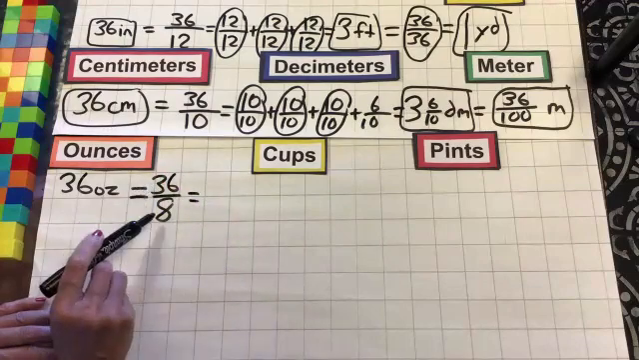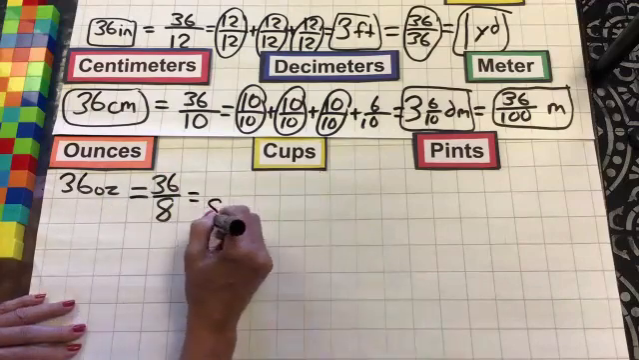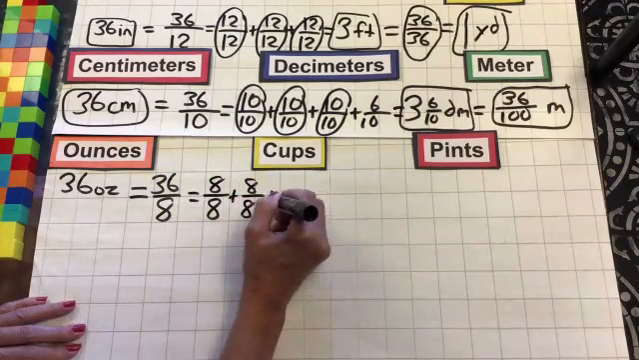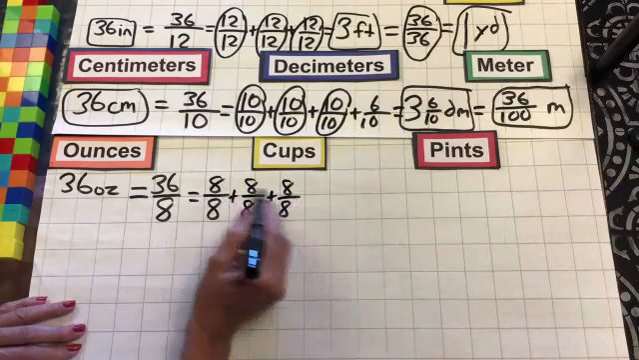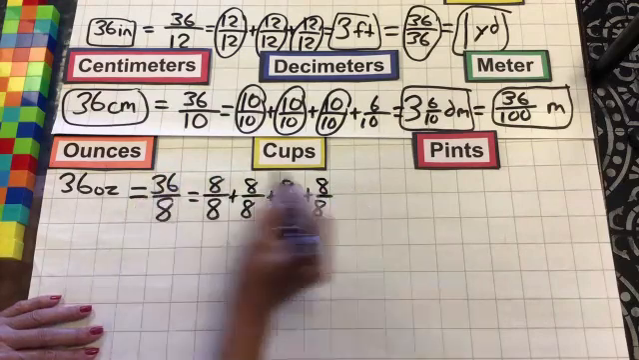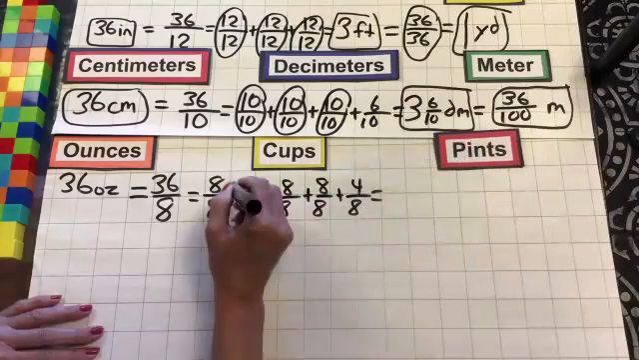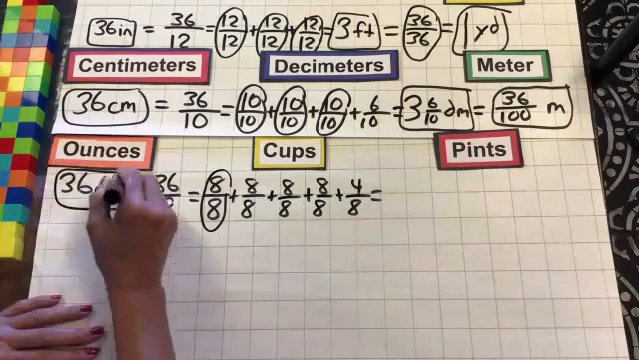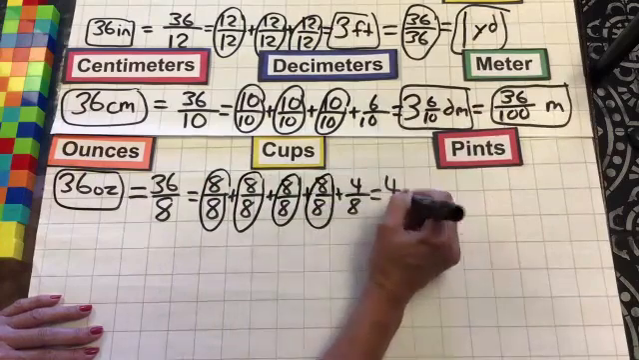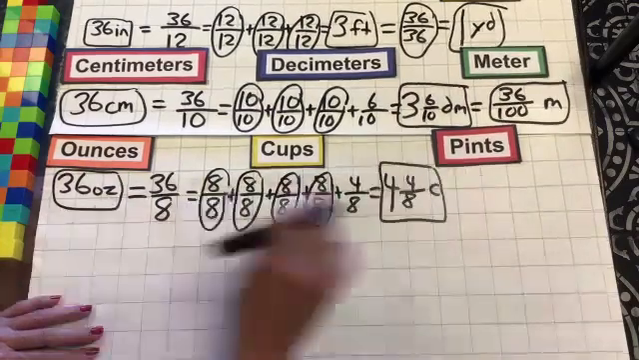If there's a bigger number over a smaller number, that's improper. We're going to break this apart into cups. So we're going to have 8 eighths plus 8 eighths. That is 16, no, that's 24. And another one is 32. And 32, 4 more is 36. So we have 36 ounces is the same as 1, 2, 3, 4, and 4/8 cup. So those are equal to each other.